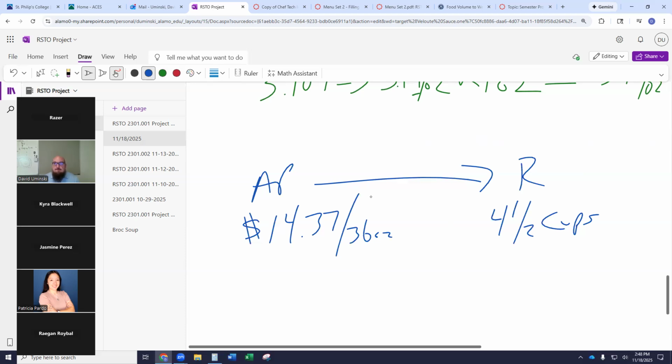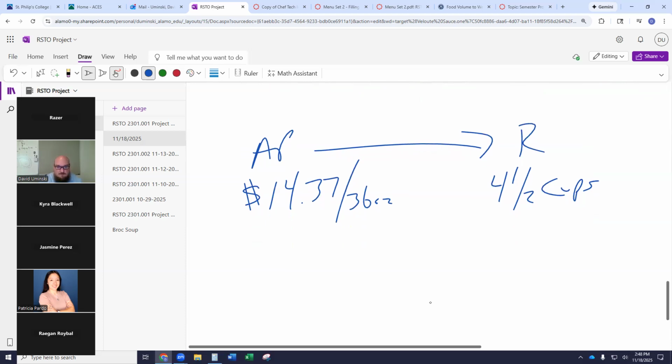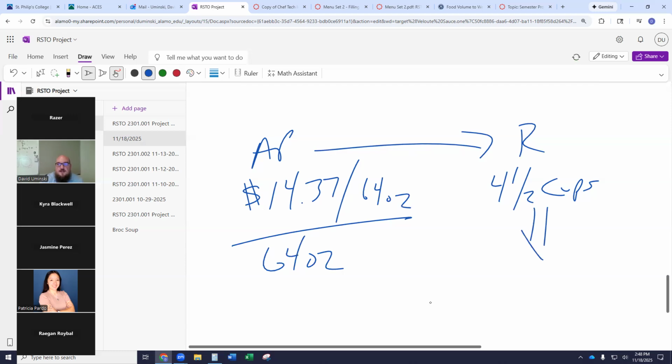Because the same thing would happen with the heavy cream, where it came out to the wrong total. So what did you do? It was $14.37 per 64 ounces, and then with the recipe unit cost it was 0.23 on my computer. And then with the amount that was needed, 4.5 cups. Okay, and so what did the 4.5 cups convert to?